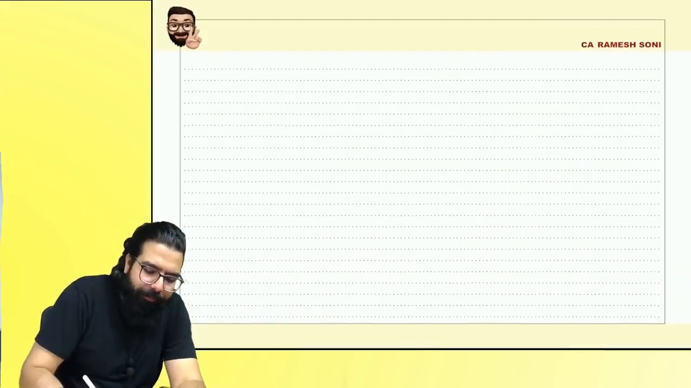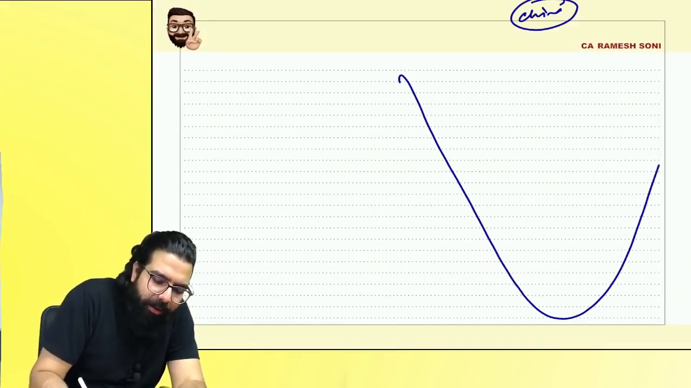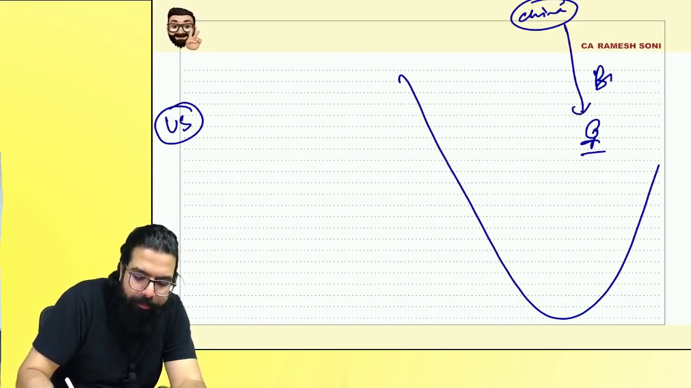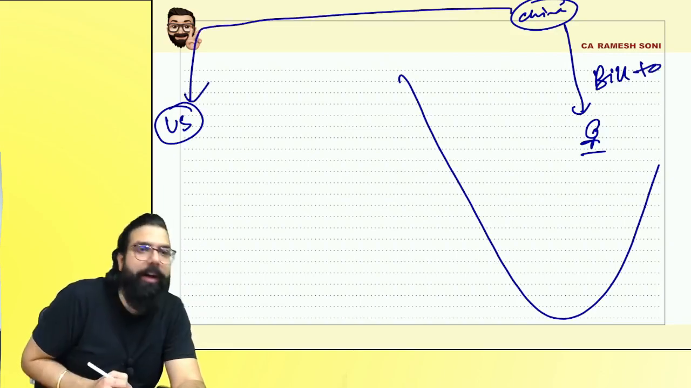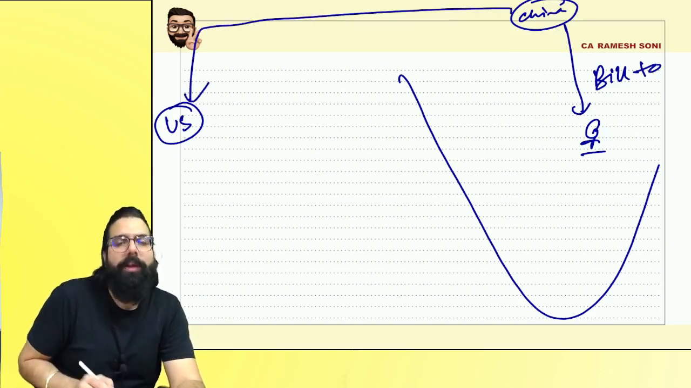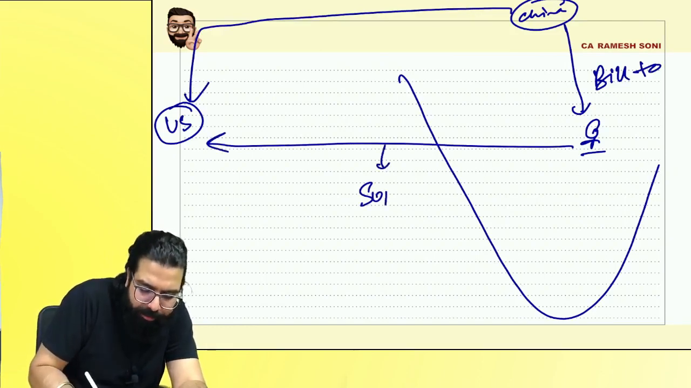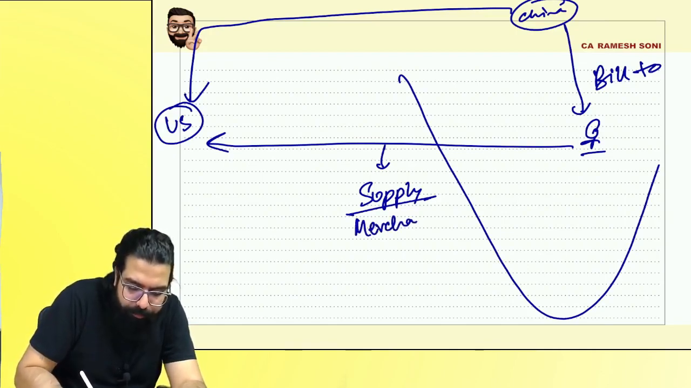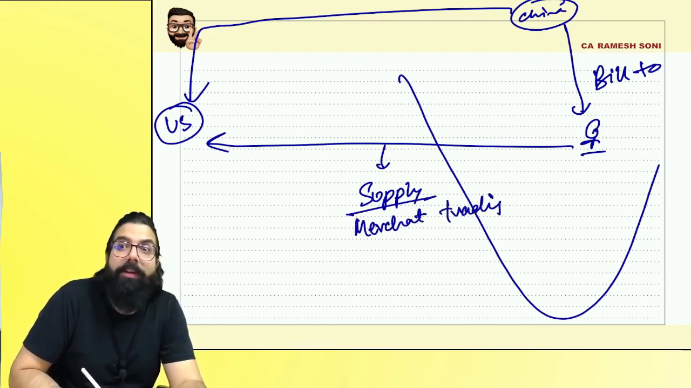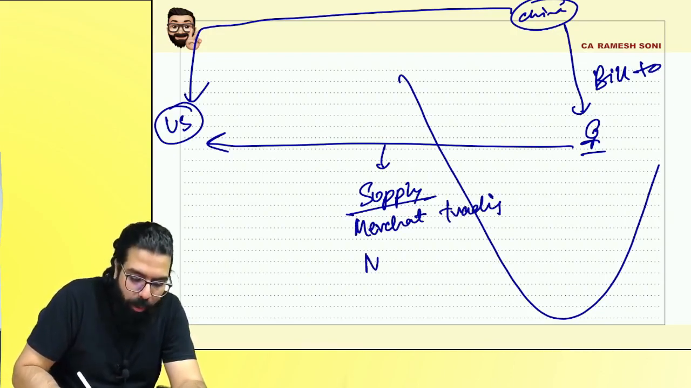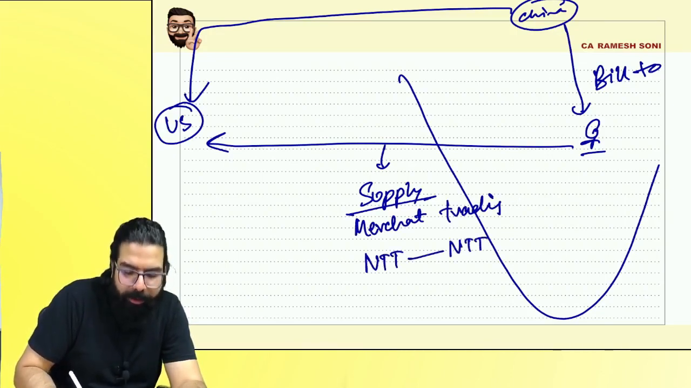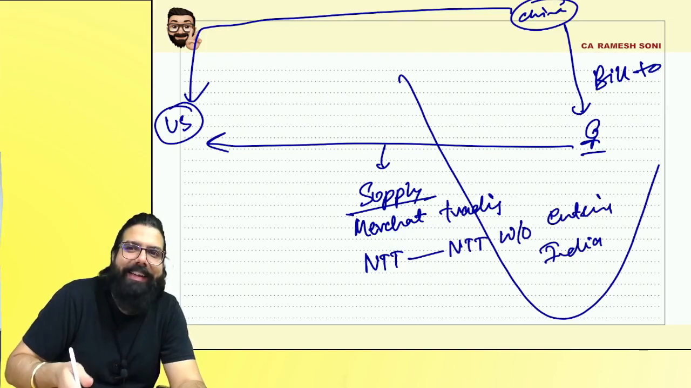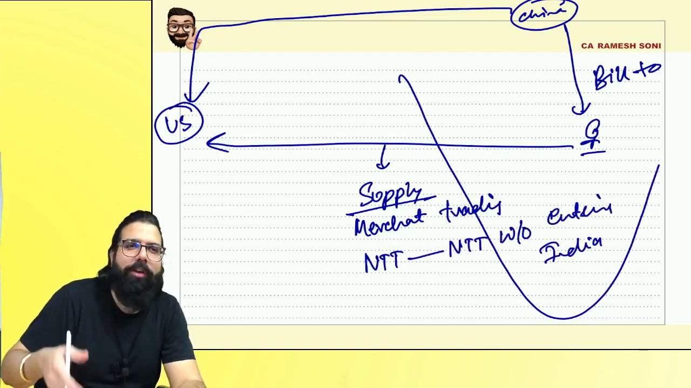Sir, can you tell me, everyone, goods went from China to USA. I went ahead and told him, bill it to me, but ship directly from here to here. The goods did not enter India. When I am going ahead and supplying, what is the supply known as? It is merchant trading. It is also known as one non-taxable territory to another non-taxable territory without the goods entering. In GST it is neither supply of goods nor supply of service.